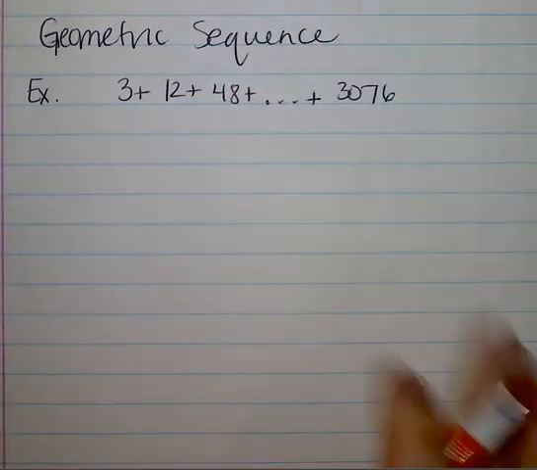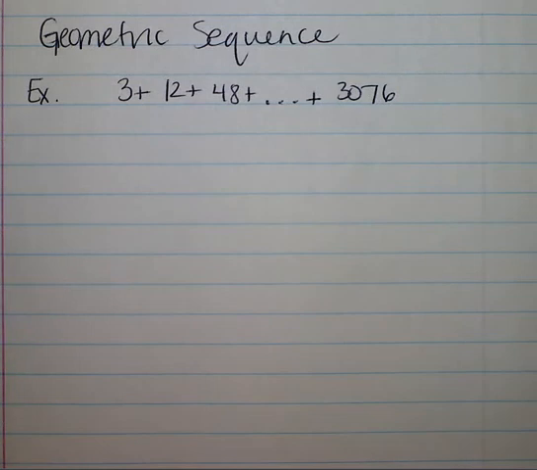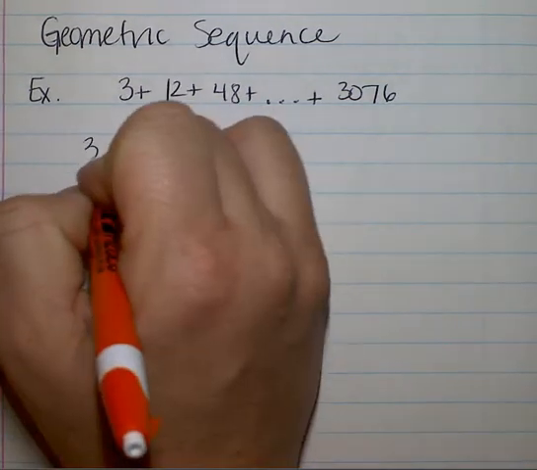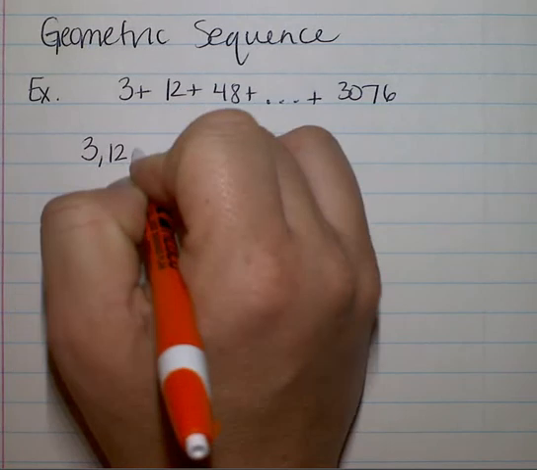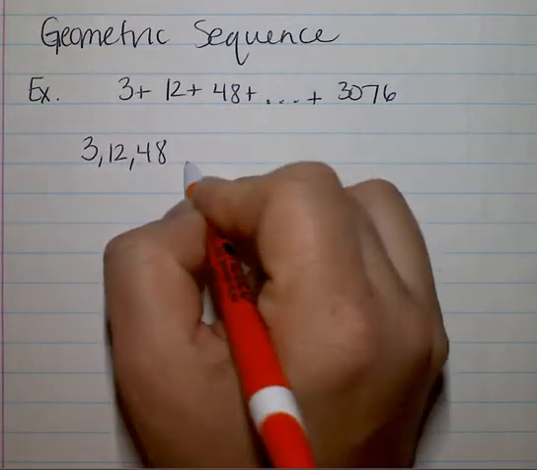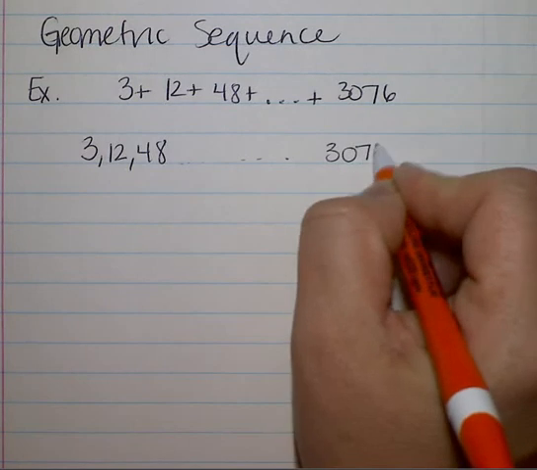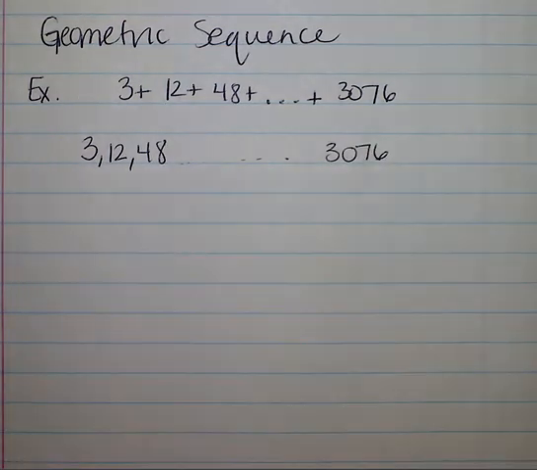So here's the sequence. This first problem, I'm going to show you the slow way that you will not use, but just so you have an idea of what this looks like. So this really is a list. It's 3, 12, 48, and then there are numbers I need to fill in, and the list ends with 3072. How do I find the missing numbers?